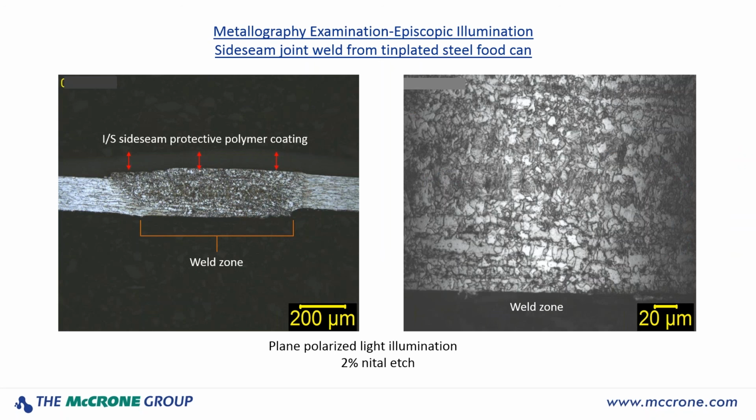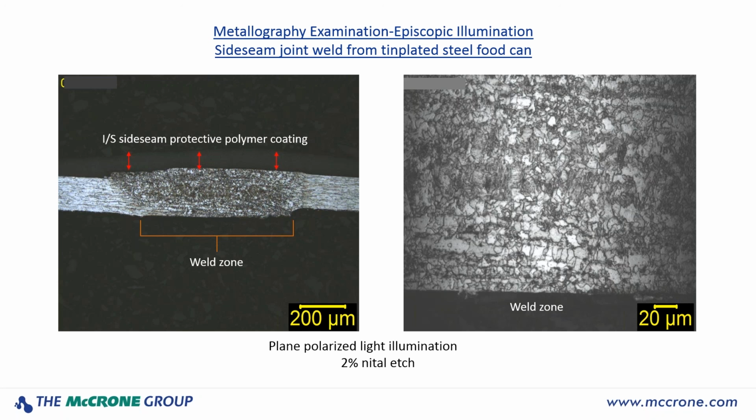So now let's take this same weld and etch it with the Nital, the 2% Nital. On the left-hand side, we have the plain polarized light illumination, and we have the weld zone highlighted here. You can see the much different crystal structure, or grain structure, of the weld area versus the surrounding base metal to the right and left of the weld. The inside side seam protective polymer coating is still there, but we can barely see it in these particular images. That weld zone is also referred to as a heat affected zone in welding terms.